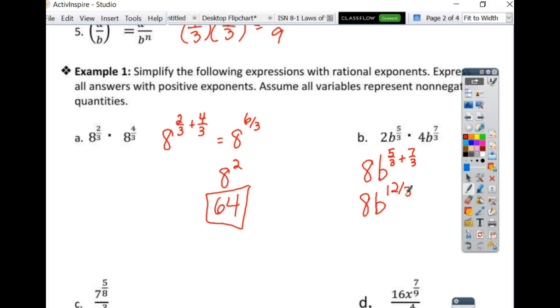Because these are common bases, right? So if I had x to the 2/3 times x to the 4/3, we wouldn't get x squared, would we? We'd just add the exponents. The base doesn't change. So the base didn't change here. But these are coefficients. Okay? So you have to multiply. So I get 8b to the 4th.